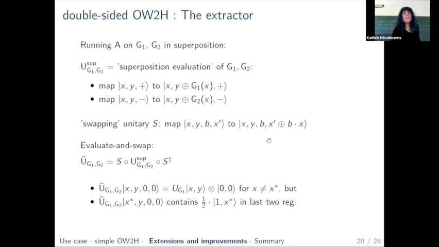So an observation we can make is that if we use this combined unitary on an input-output register and 0 registers in the end, then it will just evaluate the random oracle G1 on the first two registers, and the rest will remain 0. And if we apply it to X star, then the state will transition to a state where the last two registers contain 1 and X star with high probability.